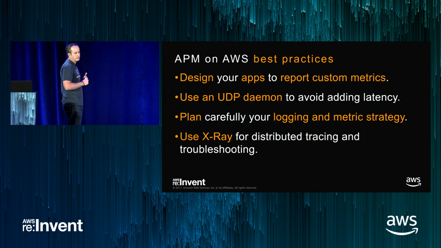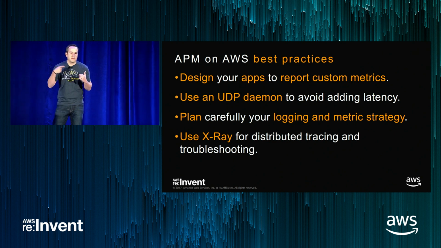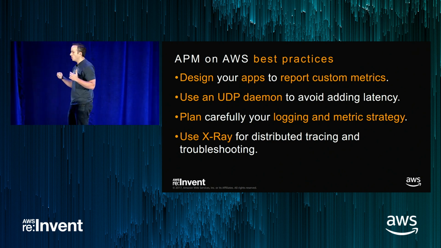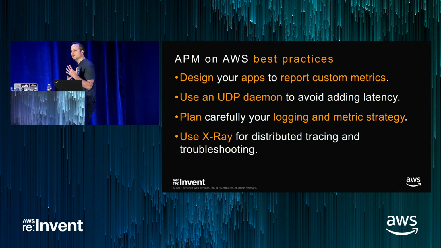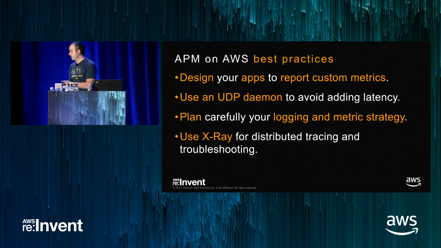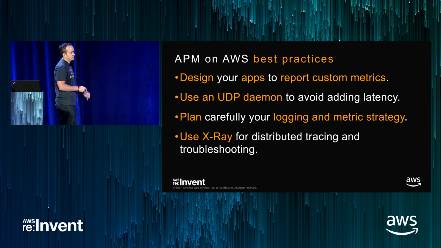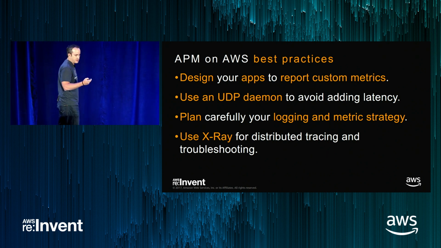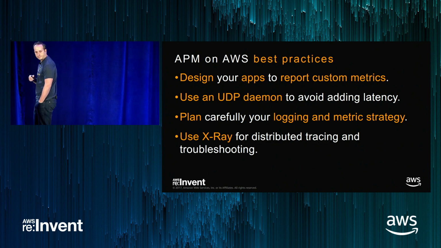Use a UDP daemon whenever you can to send those metrics so you don't introduce latency into your code. Plan carefully your logging and metric strategy. You don't want to oversend metrics or overlog or send lots of logs that you don't use to CloudWatch. So you might have to plan ahead of time. Do you want to log different things into different log files? Do you want to have a specific log file just for metrics or not? Things like that. Use X-Ray for distributed tracing and troubleshooting.